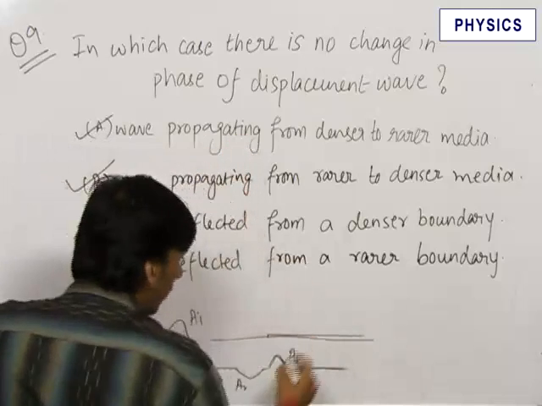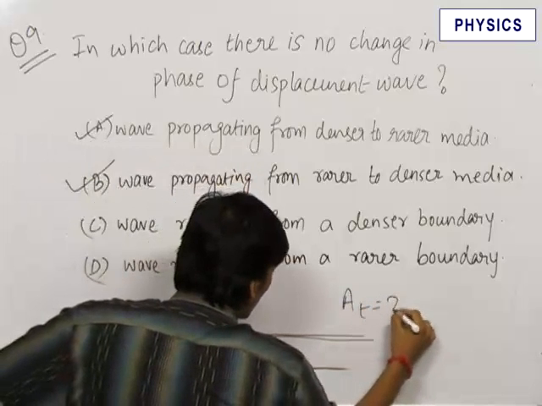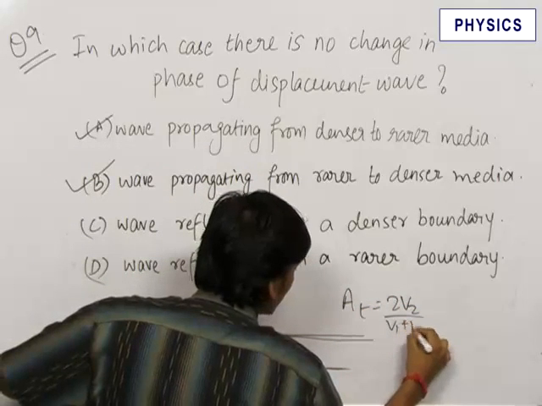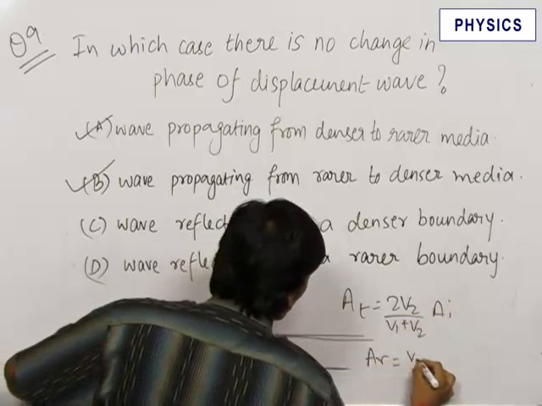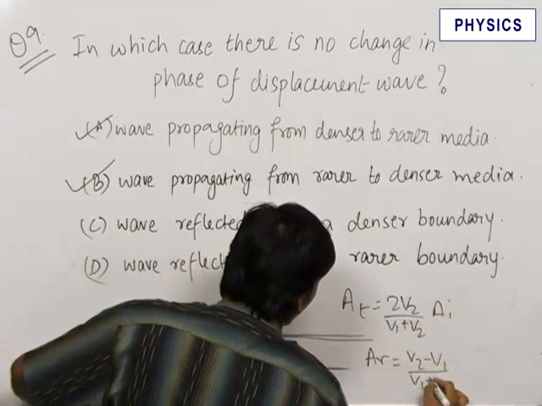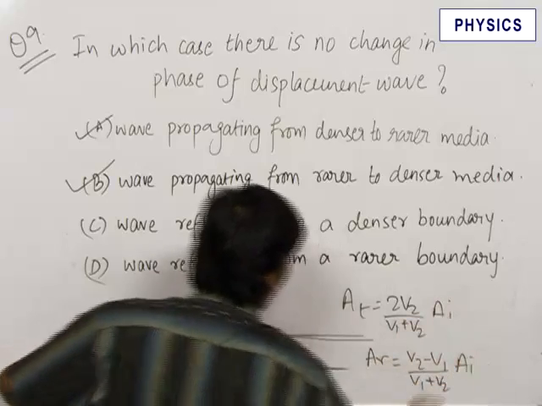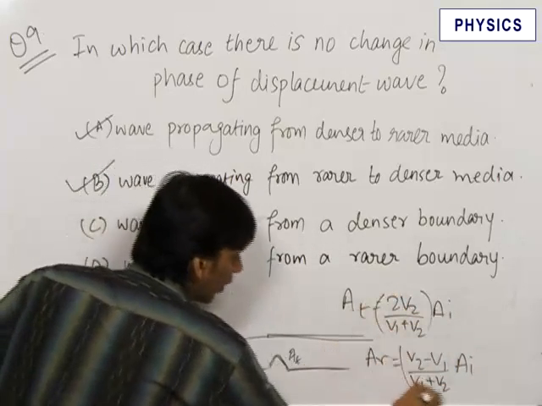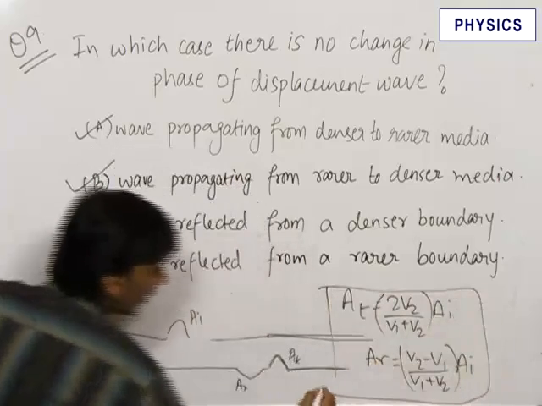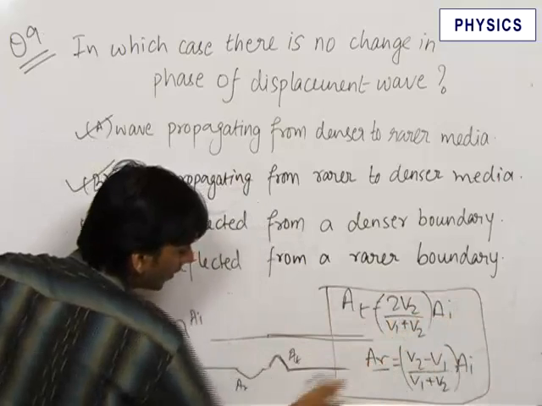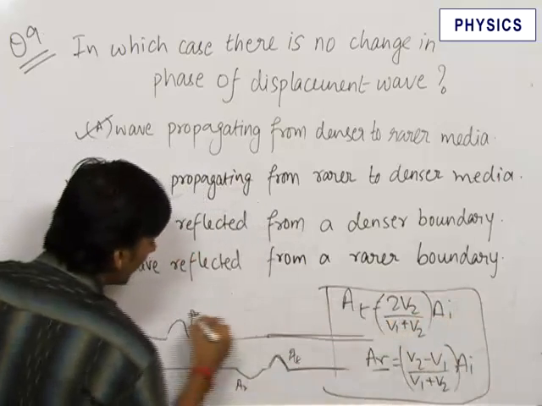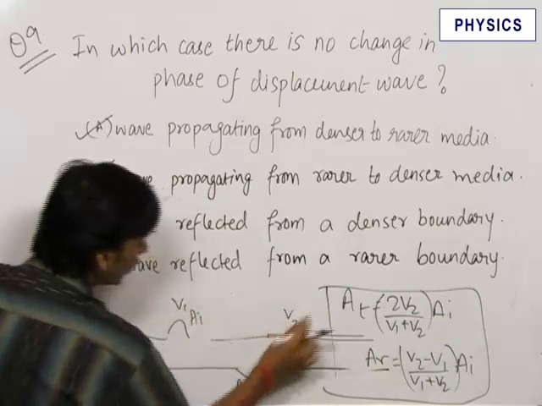You should also remember the formula. AT is equal to 2V2 upon V1 plus V2 into AI, and AR is equal to V2 minus V1 upon V1 plus V2 into AI. These two are important formulas which you should remember. This is the amplitude of the transmitted wave, this is the amplitude of the incident wave, and this is the amplitude of the reflected wave, and V1 and V2 are the velocities of the wave in the two mediums.